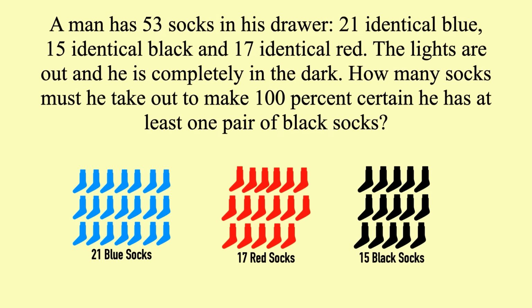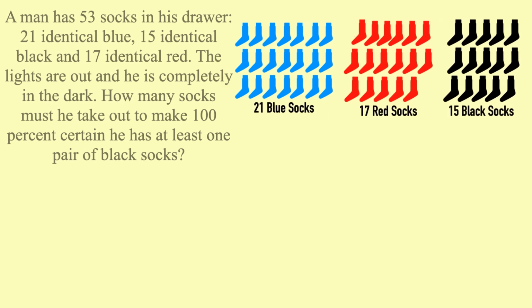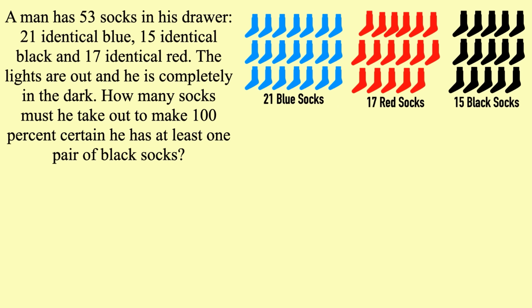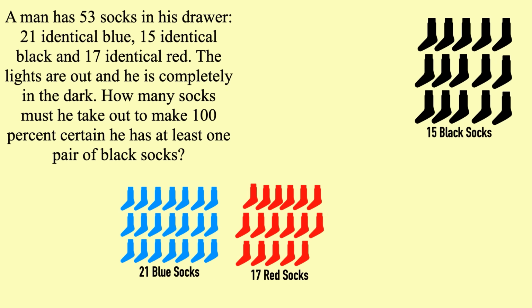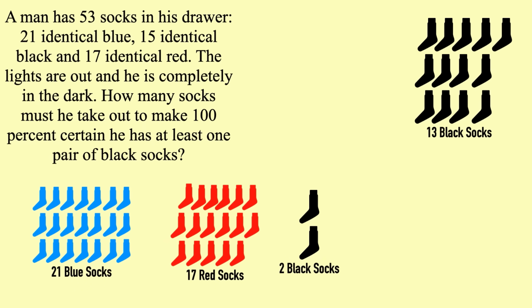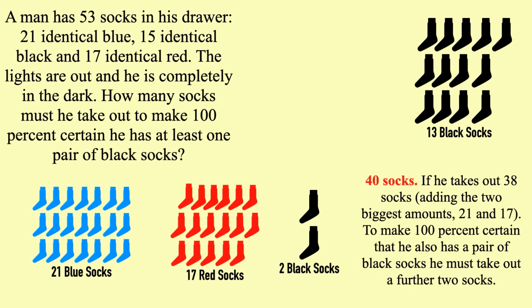So let's check the solution now. The answer to this puzzle is 40 socks. If he takes out 38 socks, adding the two biggest amounts, that is 21 and 17, although it is very unlikely, it is possible they could all be blue and red. To make 100% certain that he also has a pair of black socks, he must take out a further 2 socks, which results in 40 socks. By doing so, he will make sure that he will get at least one pair of black socks.